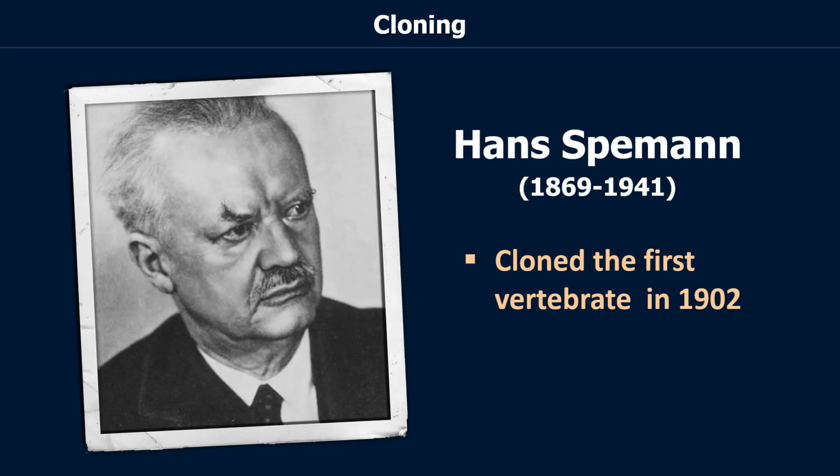It's pretty fascinating what he was able to do. The vertebrate that he cloned was a salamander. And let's look at the method that he used to do it, because it's a little different than the way we clone animals today. So back in 1902, he took a fertilized salamander egg. So a sperm has come along and fertilized the egg. And he let that go ahead and divide into 2 cells, as it normally would do.